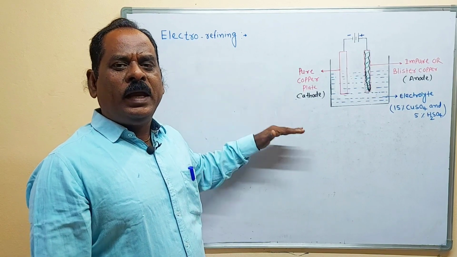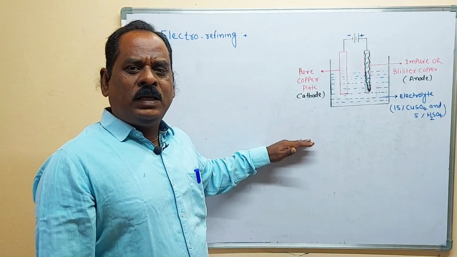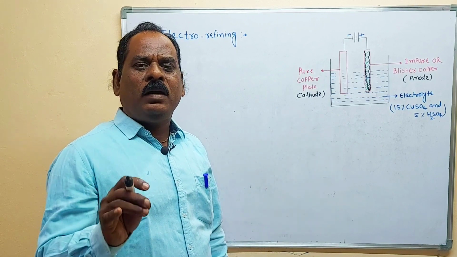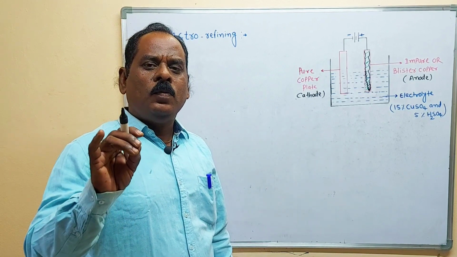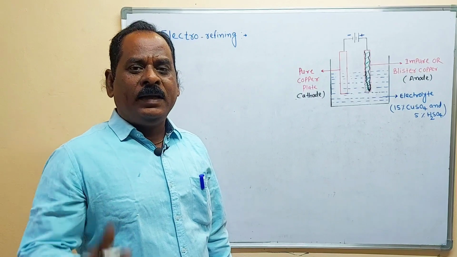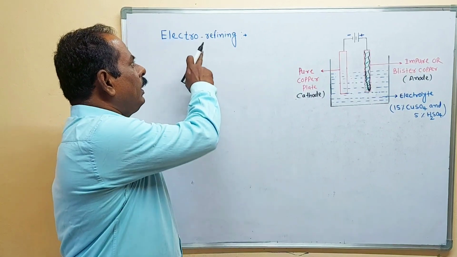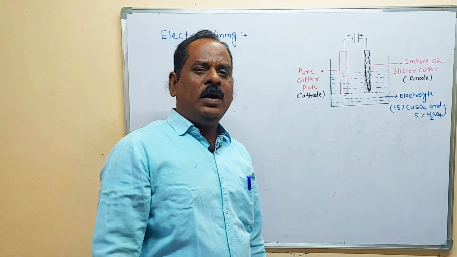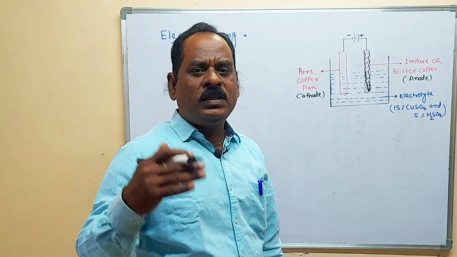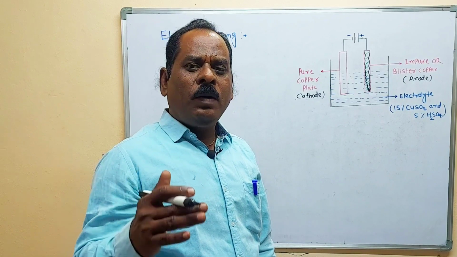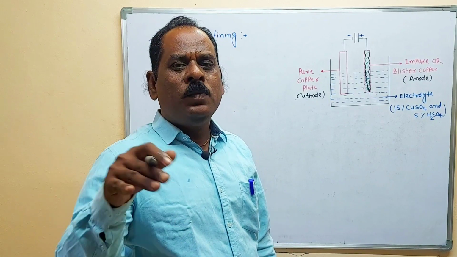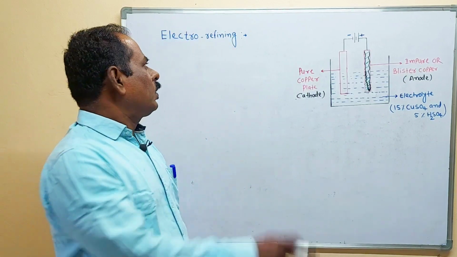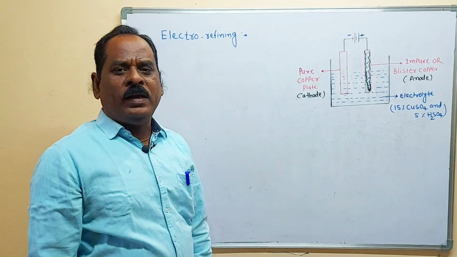It means that at the last step we get an impure metal. That impure metal contains some impurities of other metals. At that time we use the electro-refining process. How do we define the electro-refining process? The process in which pure metal is obtained from its impure state by the electrolysis process is called electro-refining.